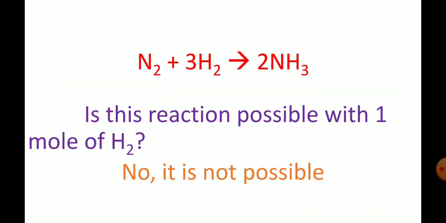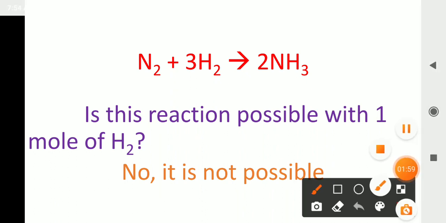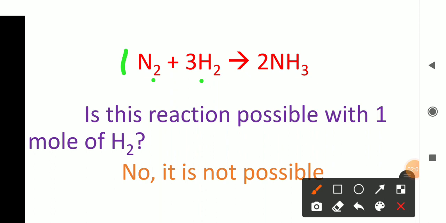So look here, there is a reaction which shows the formation of ammonia. For forming ammonia, we need nitrogen and we need hydrogen. So when 1 mole of nitrogen combines with 3 moles of hydrogen, we get 2 moles of ammonia. So this is a reaction which shows the formation of ammonia. Is it clear how to read this reaction? 1 mole of nitrogen reacts with 3 moles of hydrogen and forms 2 moles of ammonia.